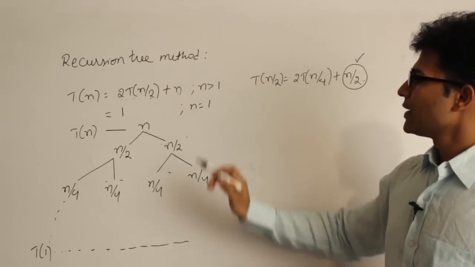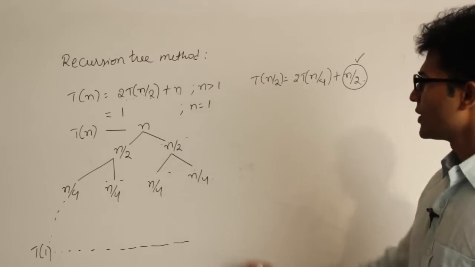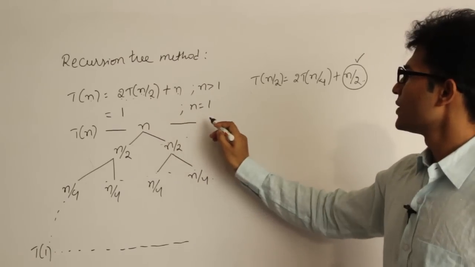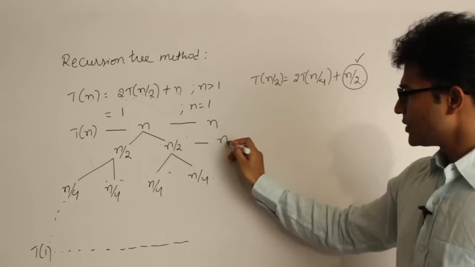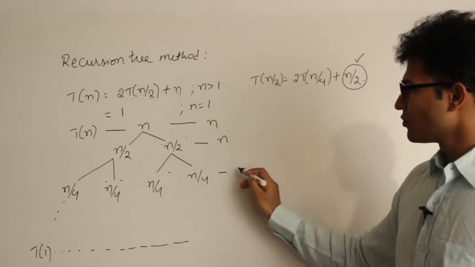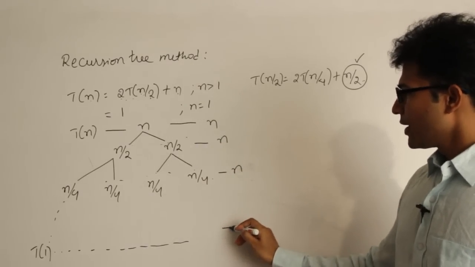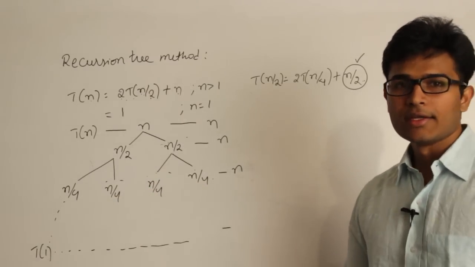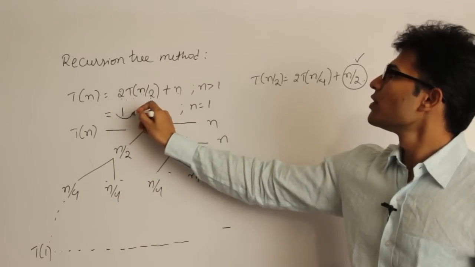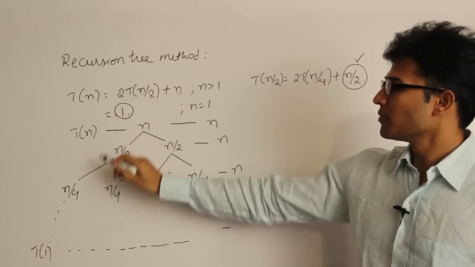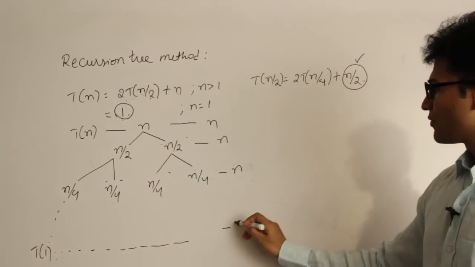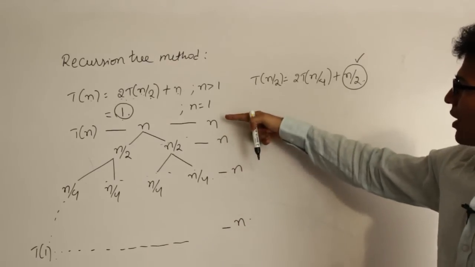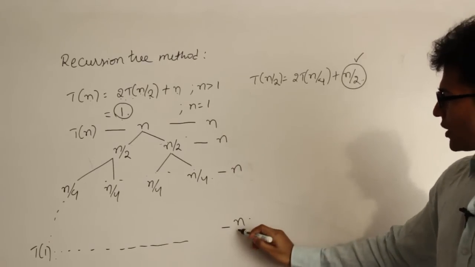So at every level, let's see the total amount of work done. So what is the total amount of work done here? n. What is the total amount of work done here? n by 2 plus n by 2, which is n. Here also n by 4 into 4, which is n. So here we will get the number of leaves, n leaves, and every leaf is going to have a work of 1, because T of 1 is 1 and we have n such leaves, therefore the total work done is n.